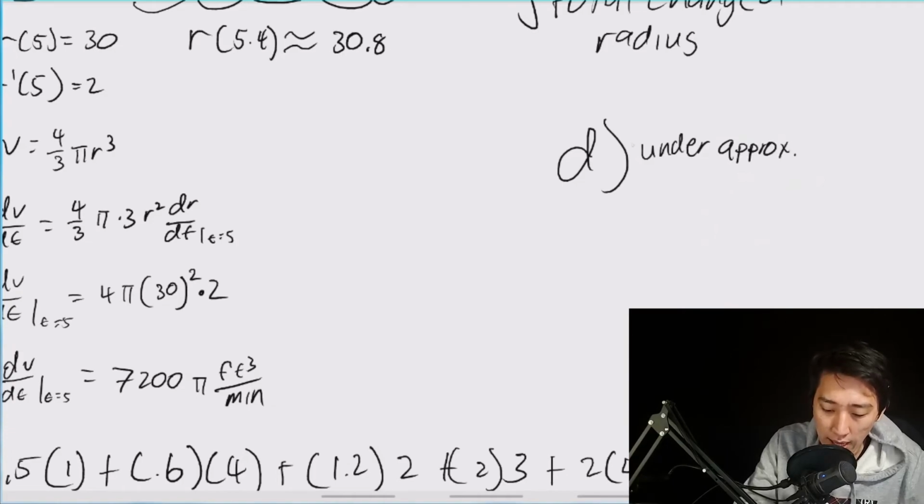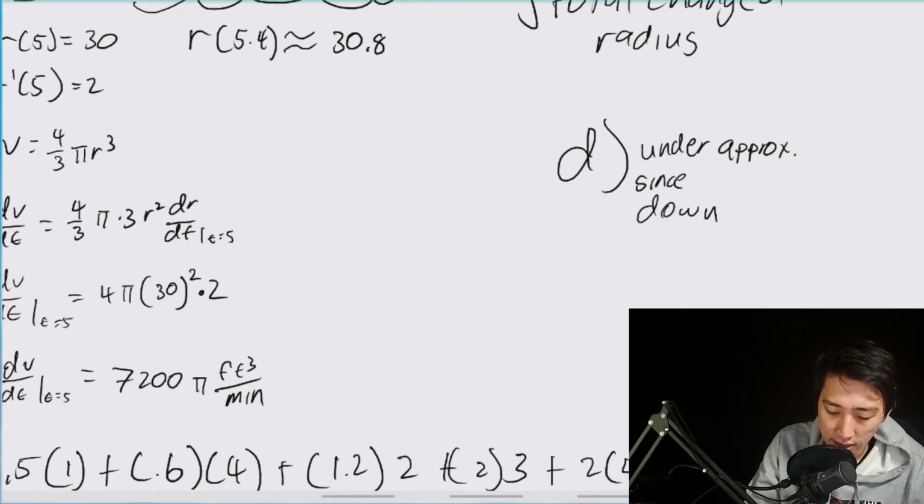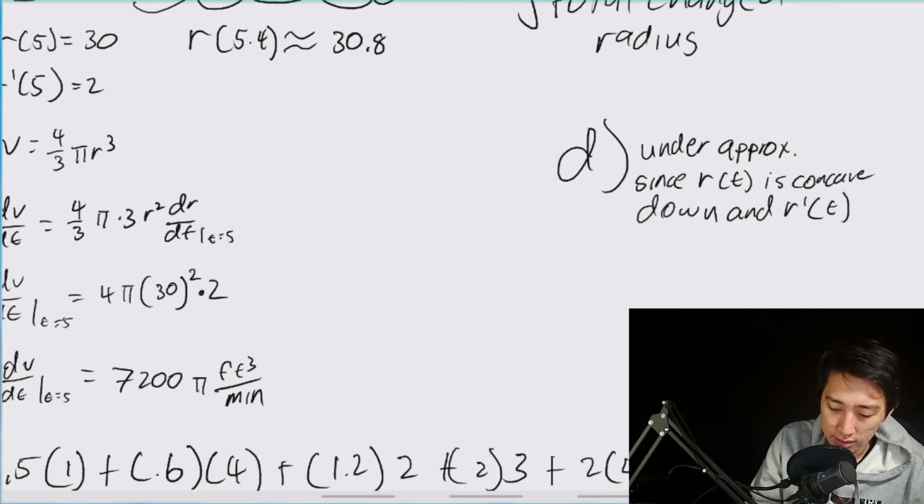And then the reason why is because, since R of t is concave down and R prime of t is decreasing, then right hand approximation is under.